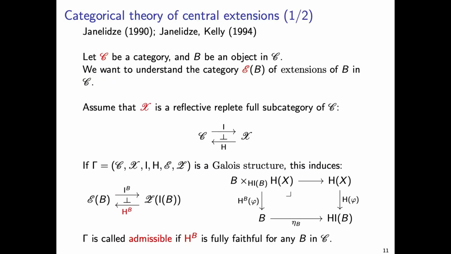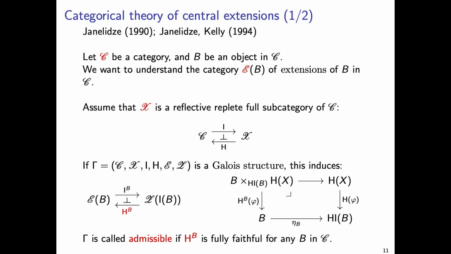But before, let me recall some aspects of the categorical theory of extensions, which was developed by Janelidze and Kelly. Imagine we have a category C and an object B in C, and we want to understand the category of extensions of B in C. Here E is a class of morphisms which we call extensions in C that satisfy certain properties, and we look at the full subcategory of the slice category over B whose objects are these extensions.